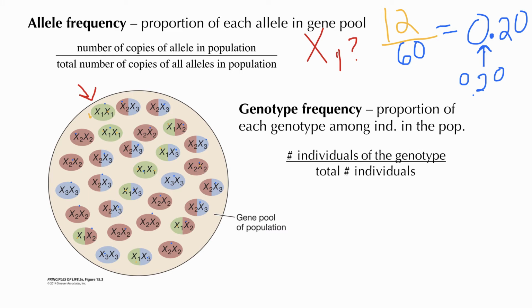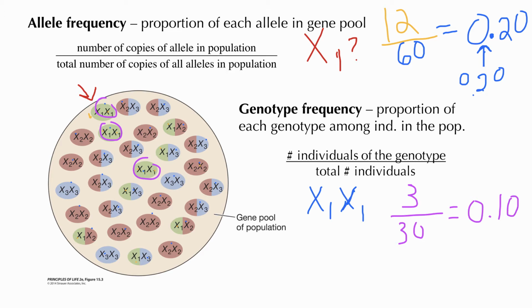So you're looking at the number of individuals of the genotype you care about divided by the total number of individuals. In this case, if we wanted to know the frequency of X1, X1 individuals, we count how many of those there are: 1, 2, 3. And how many total individuals there are. There's 30 total individuals. So the frequency of the X1, X1 double green genotype is 0.1, which basically means 10% of the population is homozygous for the X1 green allele.